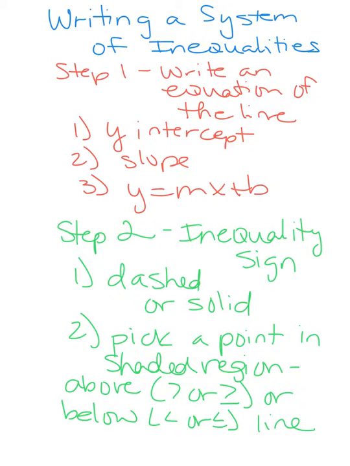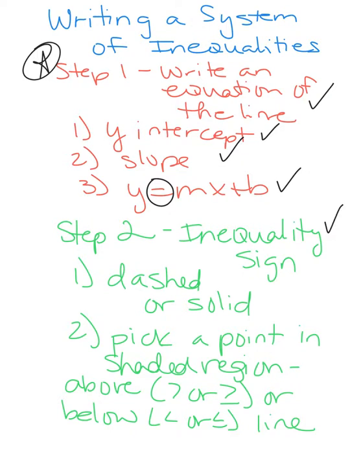The first thing we need to do, again, let's concentrate on step 1, is we're going to make sure that we write the equation of the line. So we need to find the y-intercept, we need to identify the slope, and we're going to write in slope-intercept form, actually minus the equal sign. So we'll get ready to put an inequality symbol in there.